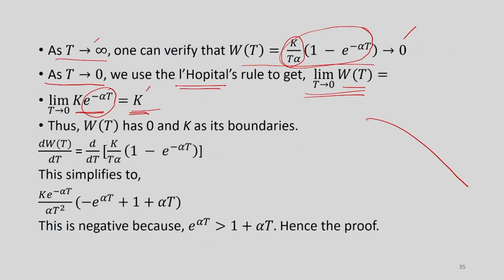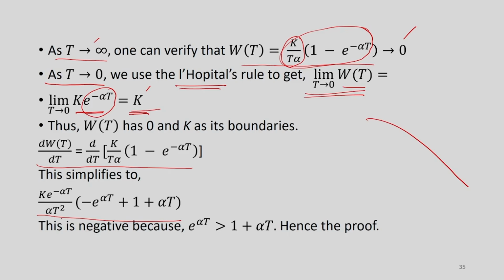For that, I have to take the derivative of the function, that is the derivative of the Wt function with respect to capital T. Okay, so that's what we have done here, and we simplify this expression, and it simplifies to this: K multiplied by e to the power minus alpha capital T divided by alpha capital T square, whole thing multiplied by minus of e to the power alpha capital T plus 1 plus alpha t.